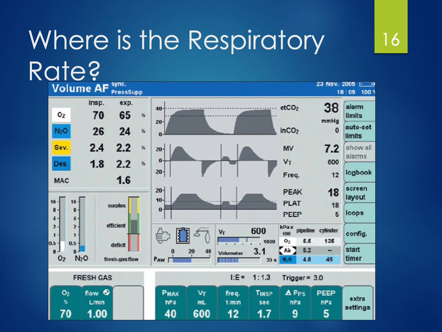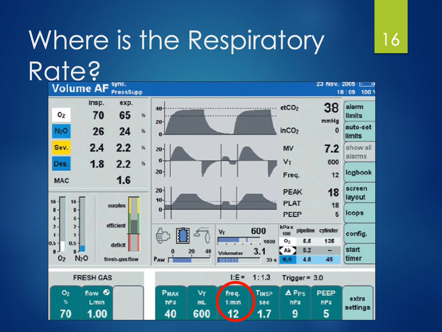So take a look at this screen and see if you can find the respiratory rate setting that has been programmed into this ventilator. Pause the presentation and restart to check your answer. So here you can see they used FREQ for frequency of breaths on this ventilator screen. So this patient is getting 12 breaths per minute.